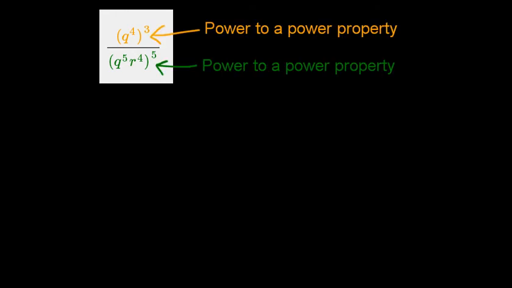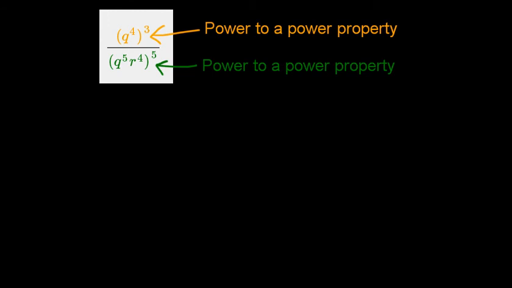Here I have a Khan Academy problem from simplifying expressions with exponents, and I have q to the fourth cubed divided by q to the fifth times r to the fourth to the fifth. I have two properties going on here, so if you look at your reference sheet, you'll see the two properties. The first one I identify as the power to a power property. So I have a power to a power property both in the numerator and in the denominator.